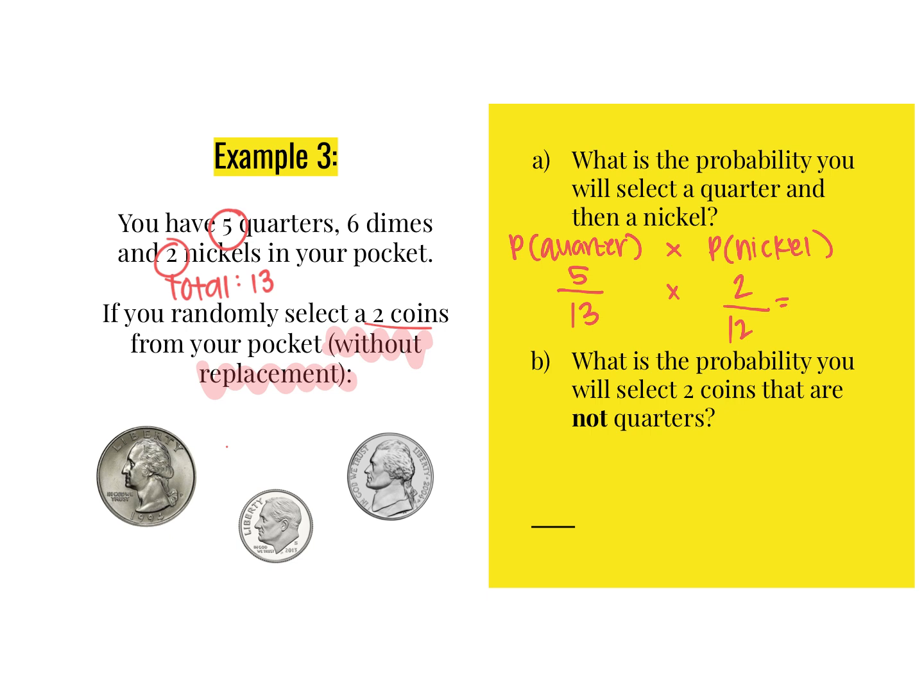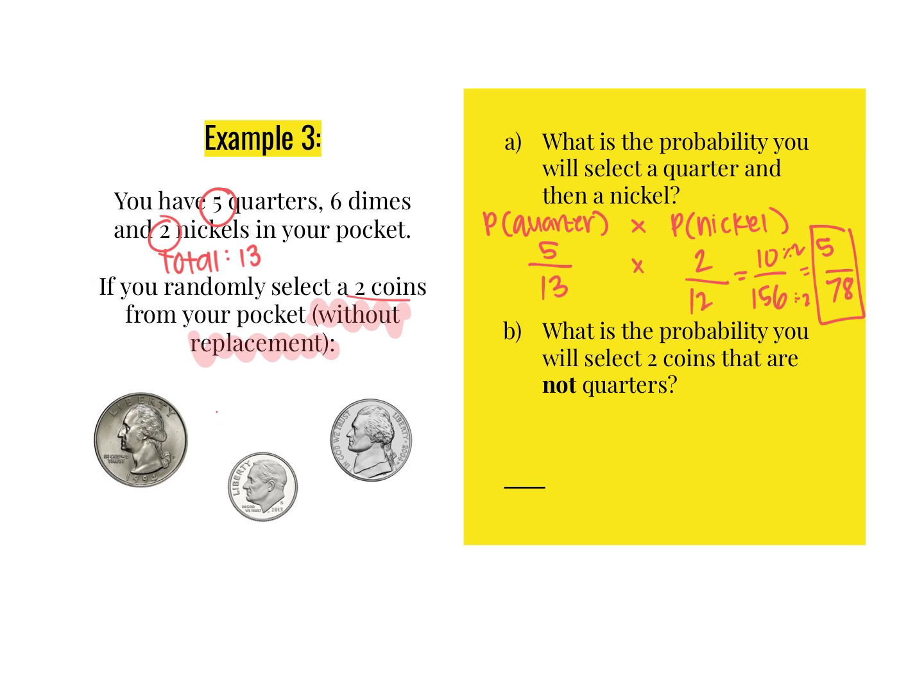So now that we've got your 5 over 13 times 2 over 12, we can multiply across the top and right across the bottom. And with these ones, I think we can divide 2 out of the top and bottom so we can get it in simplest form. So this is 5 over 78.